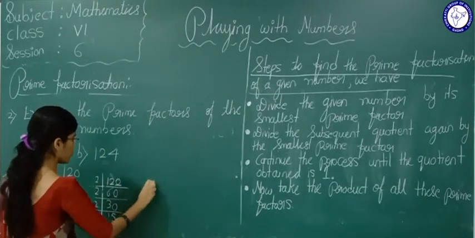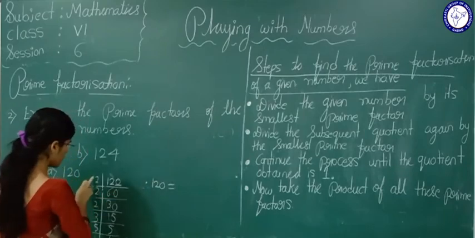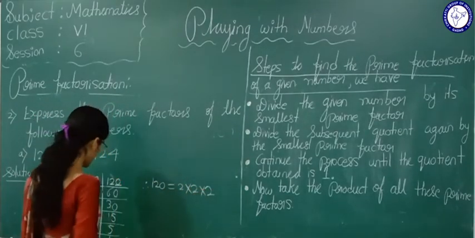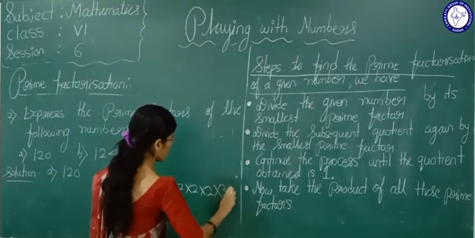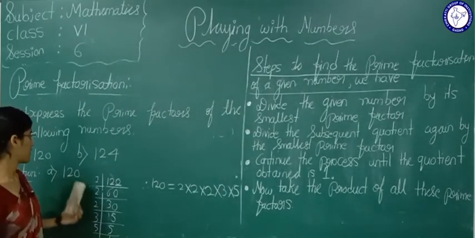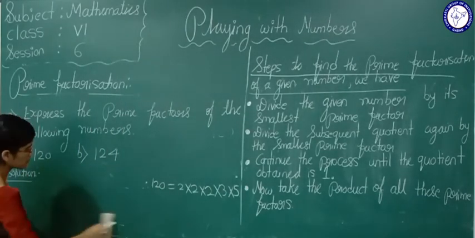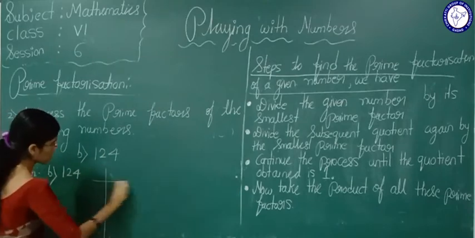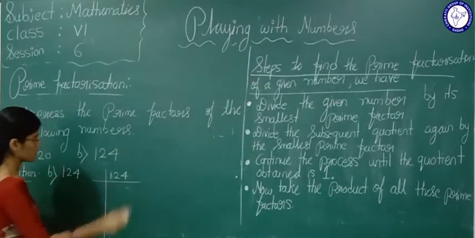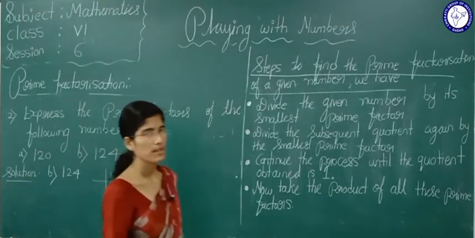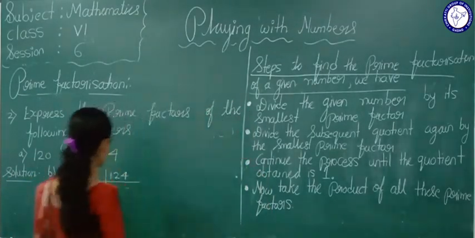Therefore 120 is equal to 2 multiplied by 2 multiplied by 2 multiplied by 3 multiplied by 5. Okay. This is about the A1. Now we will solve the B1. Now say B1 they are given 124. So now this 124 we can divide by what? We can divide it by 2. Okay.